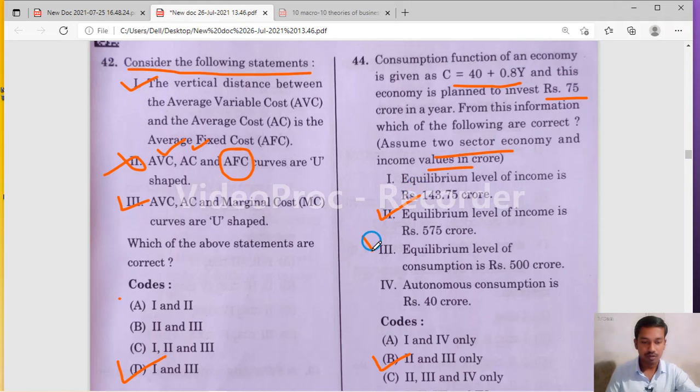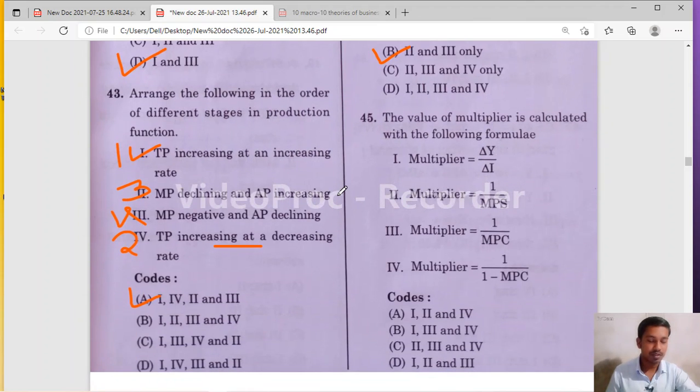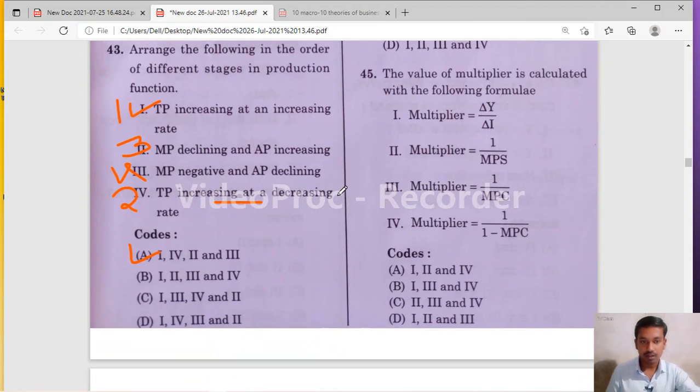Please solve this question and you can comment in the comment box. The equilibrium level is 575 crore and equilibrium consumption is 500 crores. If it is possible, I will make another video with a detailed explanation. So now at this time many students want to check their answers, so I am going to provide you only key answers. The value of multiplier is calculated.